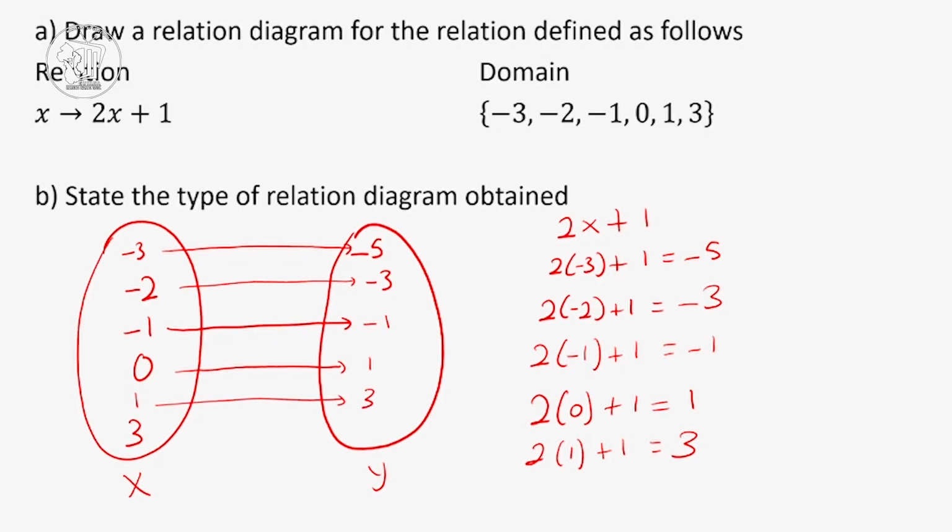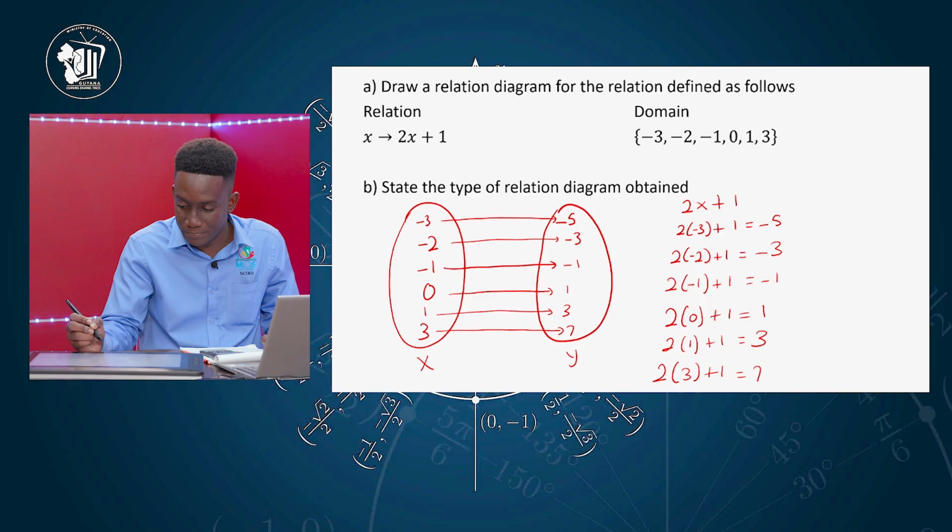And the last one, we have 3. This will be 2 multiplied by 3 plus 1, which is equal to 2 3s is 6. 6 plus 1 would be 7. So this 3 is mapped onto 7.